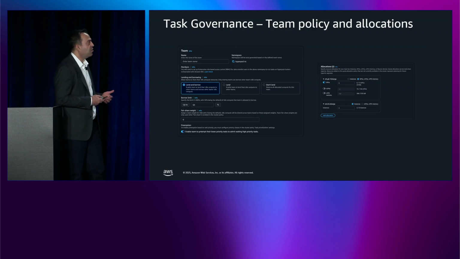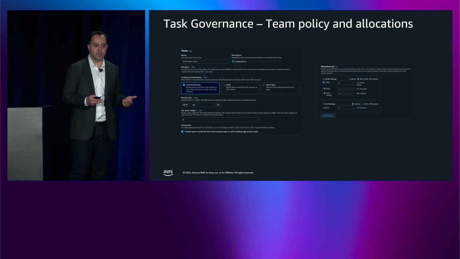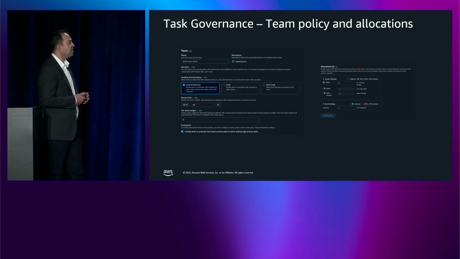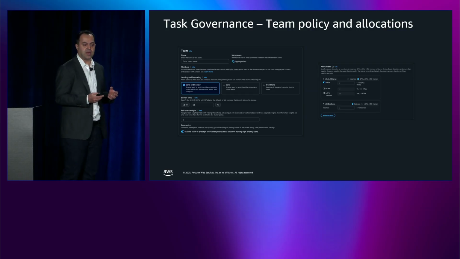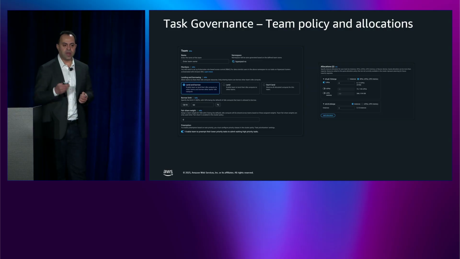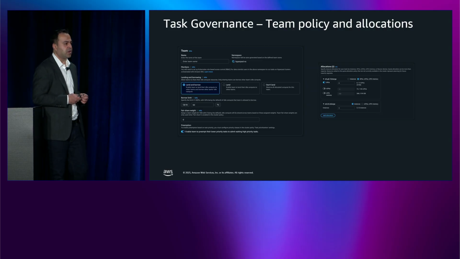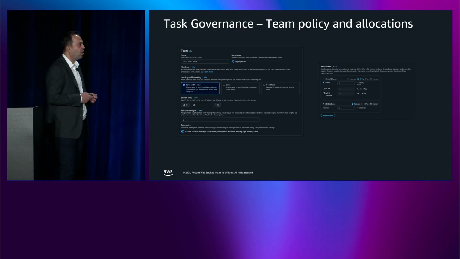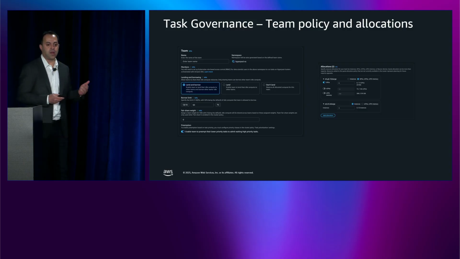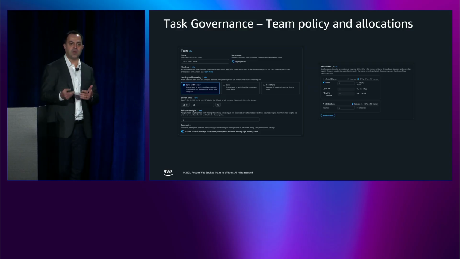In addition, you can set up lend and borrow rules. So here you can define whether a team can automatically borrow compute capacity from another team when it is available, or whether a team can lend its compute capacity to another team when it's available. And all of this happens automatically. You can also control whether higher priority tasks can preempt lower priority tasks. So you're always working on the most important things.